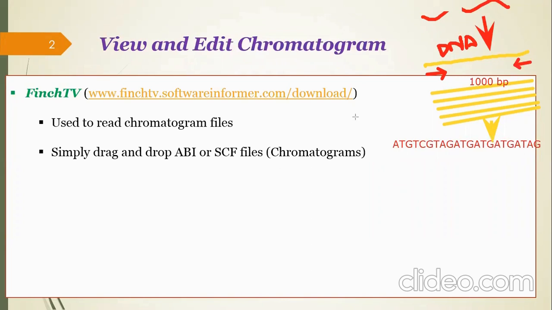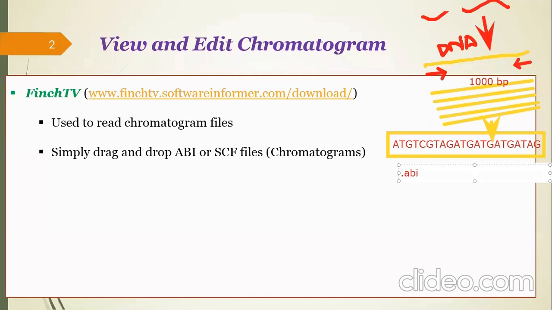After we get the sequence, at this stage I'm not concerned with anything else. We got the sequence, and now we need to analyze whether this sequence is correct or not, whether we can rely on this sequence or not. The sequencing facility will send us two or three files. One is normally an .abi file, or whatever the sequencing facility uses.